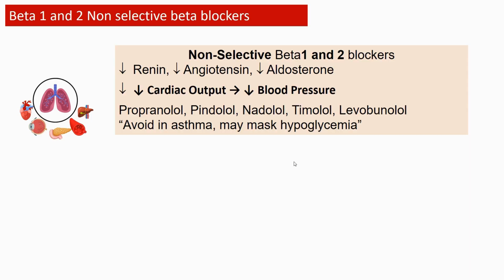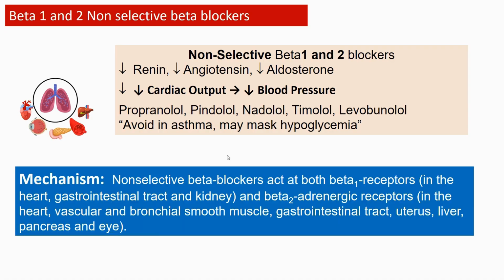Non-selective beta blockers have activity at more than one receptor, beta 1 and 2. Therefore they significantly decrease angiotensin, aldosterone, and cardiac output. These medications have a significant effect on asthma, and may mask the hypoglycemic side effect. Since they act on beta 1 and 2 receptors, they also act on the vascular and bronchial smooth muscle, the gastrointestinal tract, uterus, liver, and pancreas, because of the distribution of beta 1 and 2 receptors in all those organs.